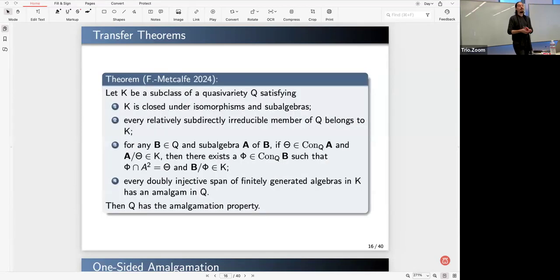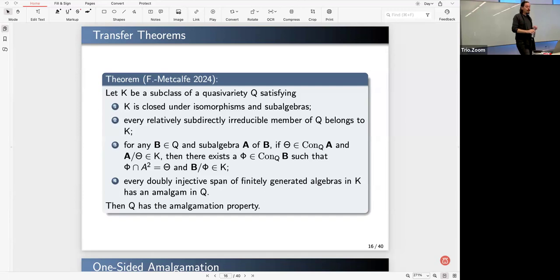Now, a lot of the progress that's been made in studying deductive interpolation comes from studying amalgamation. And a lot of the progress we've made studying amalgamation comes from transfer theorems. As I said, we somehow reduce the complexity of studying amalgamation to some kind of nice tractable generating classes for algebras. Here's an example of such a transfer theorem. It's a slight generalization of some earlier ones due to George Metcalfe and Kostas Sinakis and some other people.